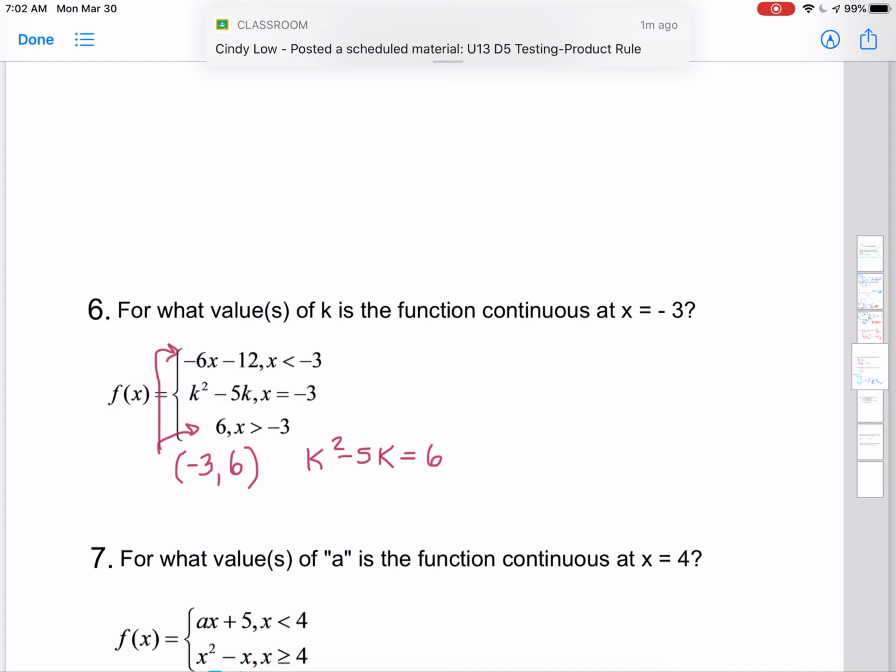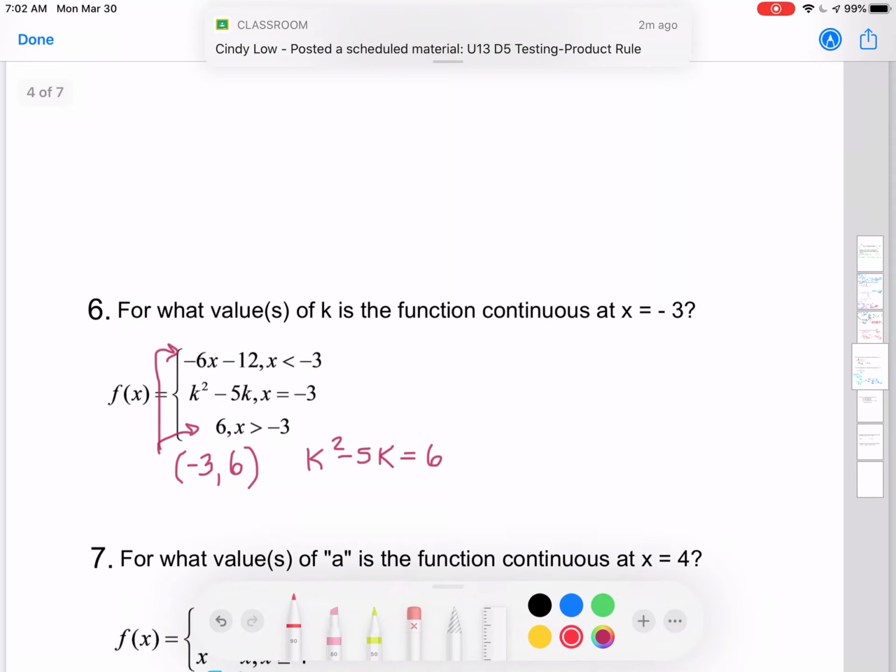All right, so for what values of k, same type of problem again. For what values of k is the function continuous at x equals -3? I'm pointing to 2 places that you could have plugged in your -3. If you plug it into the bottom one, it's the easiest, there's no work. If you plug it into the top one, you'll still wind up getting your y value of 6. Once we get my y value of 6, I want to find k. Remember, this is your y, so I set that equal to 6.